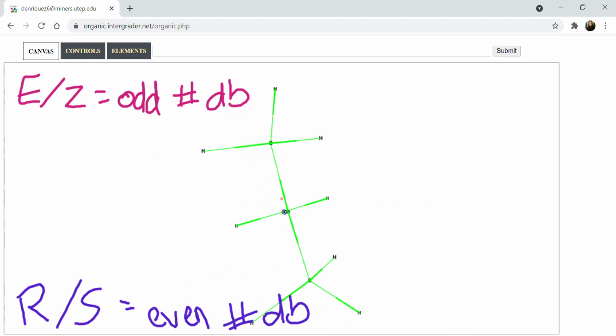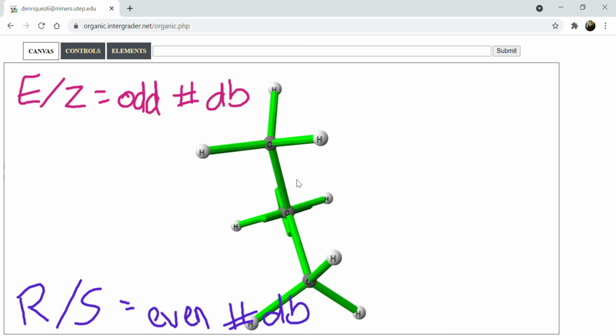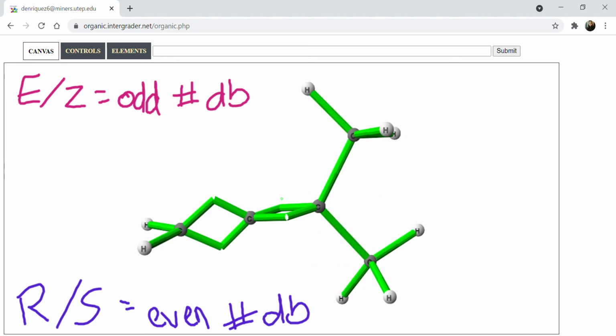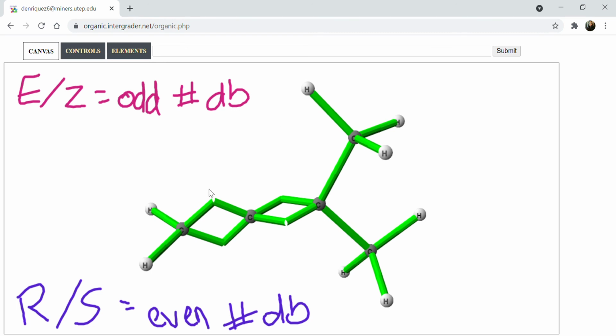When we turn it around, these methyls are the same priority, so there's no way to label one as one. So we know there's no RS conformation. I'll start with my longest carbon chain: 1, 2, 3, 4. I know that's buta, and I'll do my dash. I've got a double bond at the 1 and at the 2.